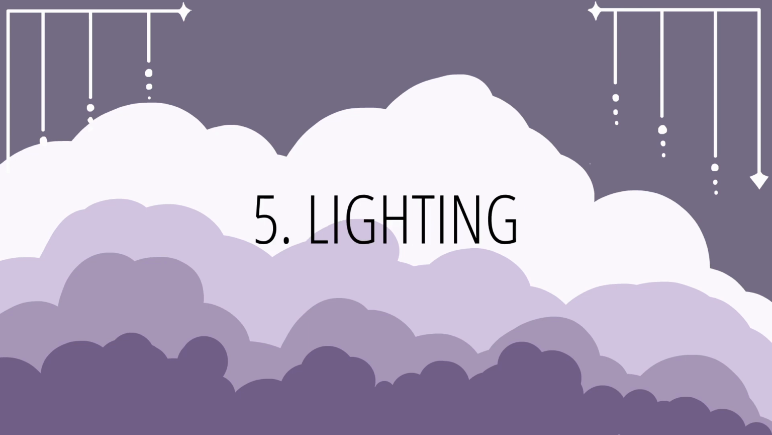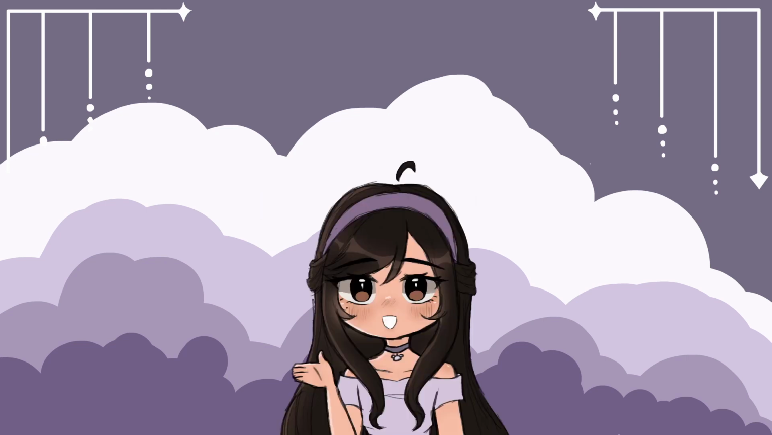Number 5, lighting. Lighting is important to make sure that everything looks like it's in place, because when you go and put the background on, if your lighting looks nothing like it and your character doesn't blend into the background, it's just gonna look tacky. Again, unless that's the style you're going for, then pop off, queen.